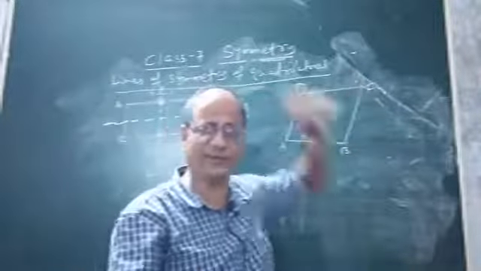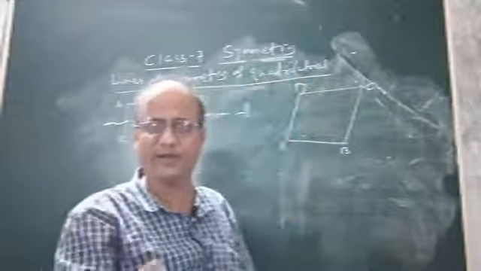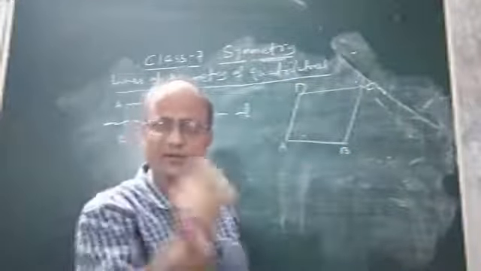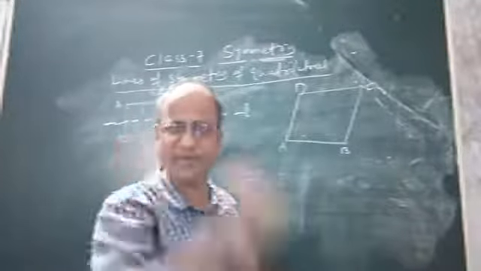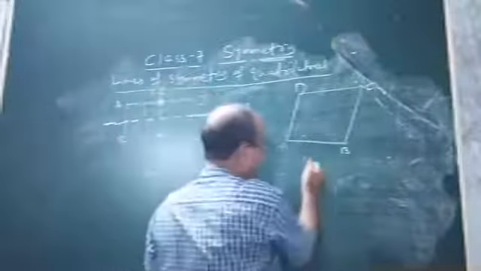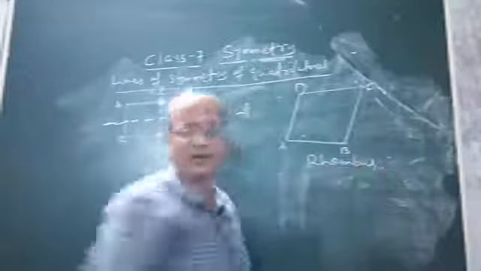Angle A, angle B, angle C, angle D. Each interior angle is 90 degrees in a square, but in a rhombus no interior angle is 90 degrees. That is the difference. And the similarity between a rhombus and a square is that they have the same sides. Suppose this is a rhombus. Now how to get the line symmetry?